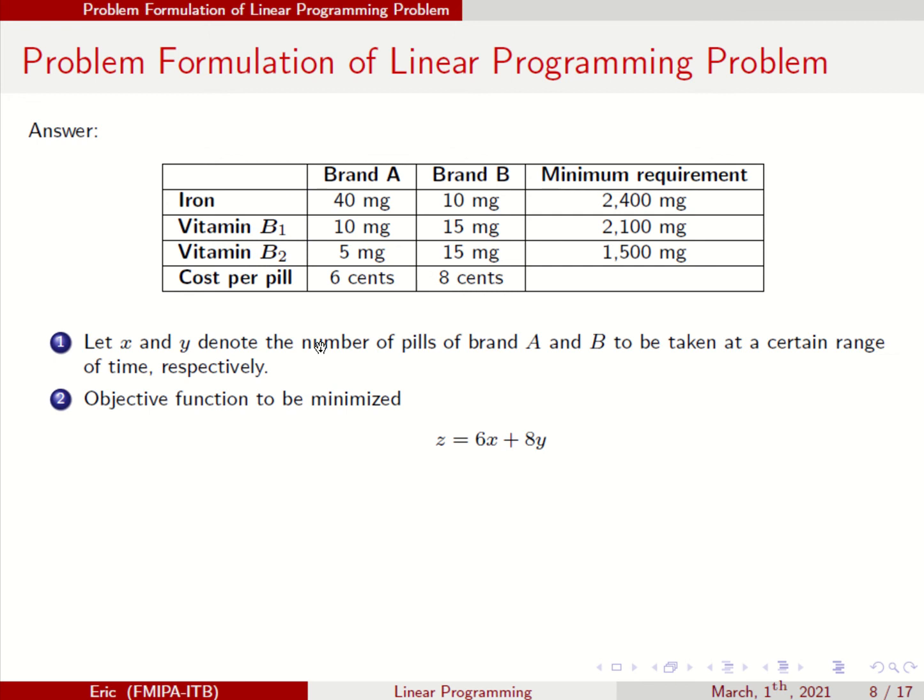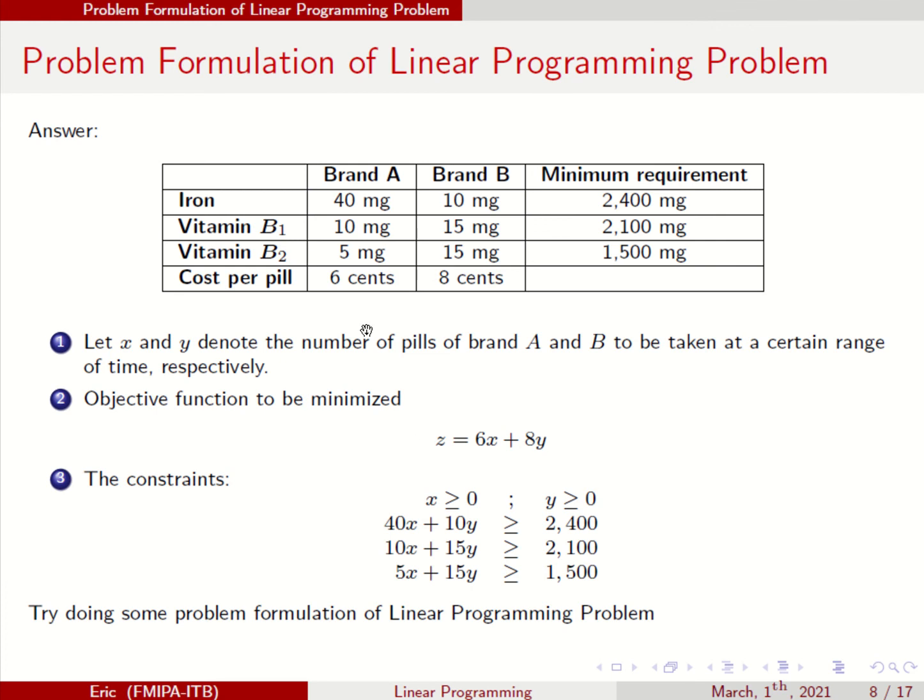The objective function to be minimized: you want to minimize the cost. If you buy X pills of brand A, the cost is 6 times X. If you buy Y pills of brand B, you add 8Y. So the total cost is 6X plus 8Y. This is the cost function to be minimized. What about the constraints? Don't forget, this is the number of pills, so it should be non-negative. X is greater than or equal to 0, and Y is greater than or equal to 0.